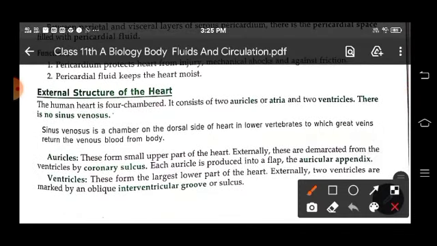Now, a human heart is four chambered and consists of two auricles or atria and two ventricles. There is no sinus venosus. Now, auricles form the upper small part of the heart, and each auricle is produced into a flap, the auricular appendix. Whereas the ventricle forms the largest lower part of the heart, and externally the two ventricles are marked by an oblique septum known as the interventricular groove.